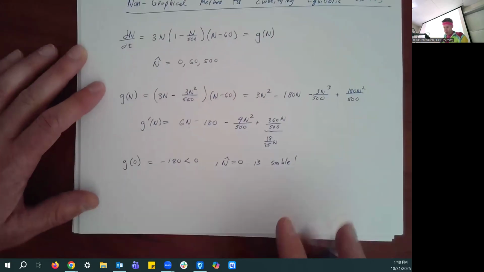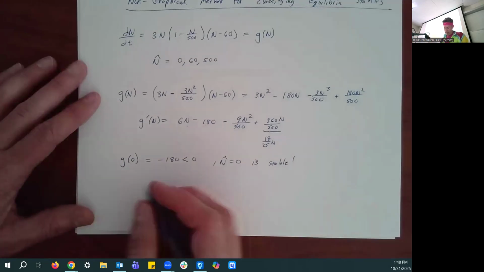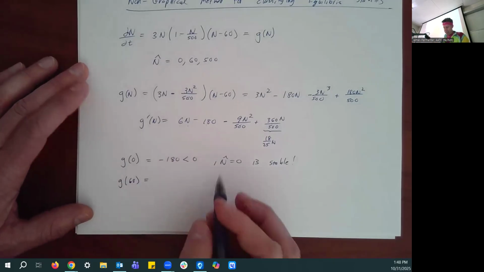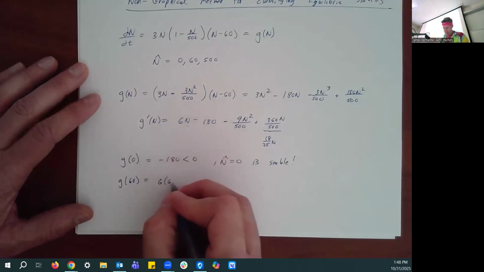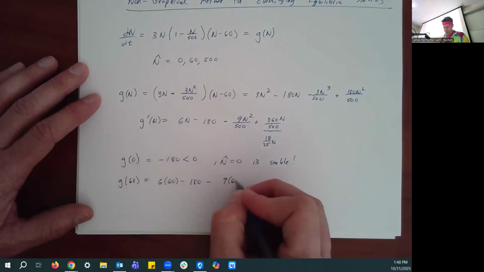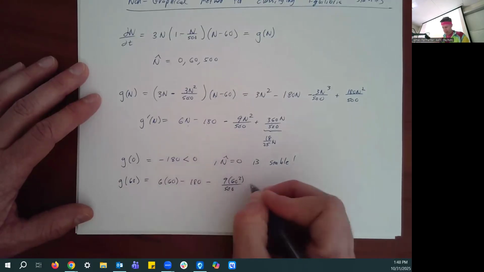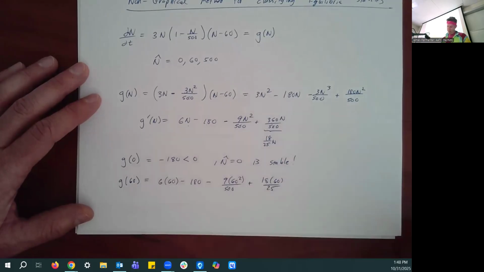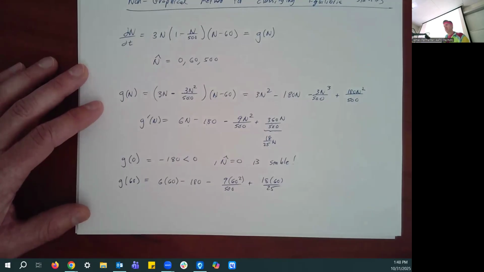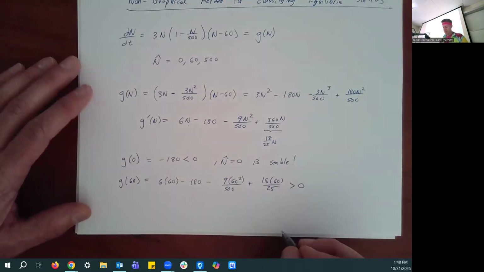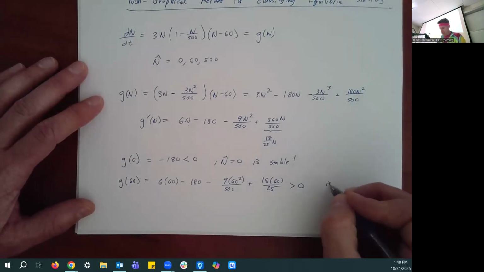Let's look at the other ones. It's going to be a little bit grosser here. Ugh, don't love it at all. If I plug in 60, I get 6 times 60 minus 180 minus 9 times 60 squared over 500, plus 18 times 60 over 25. It's probably positive. I don't want to do that math. I'm just going to say it's positive because it is. So it's unstable.